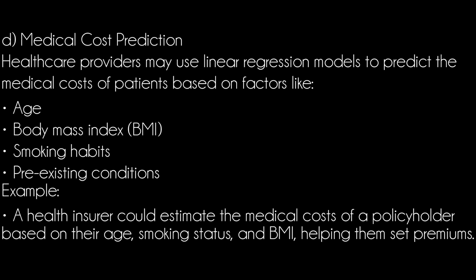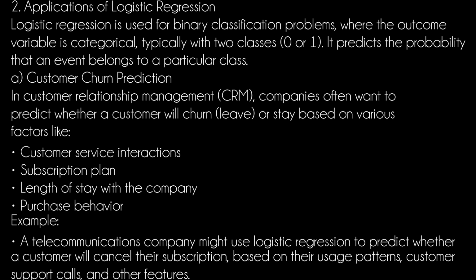Medical cost prediction. Healthcare providers may use linear regression models to predict the medical costs of a patient based on factors like age, body mass index or BMI, smoking habits, pre-existing conditions. Example, a health insurer could estimate the medical costs of a policyholder based on their age, smoking status and BMI, helping them set premiums.